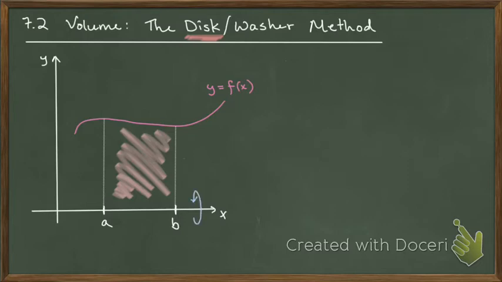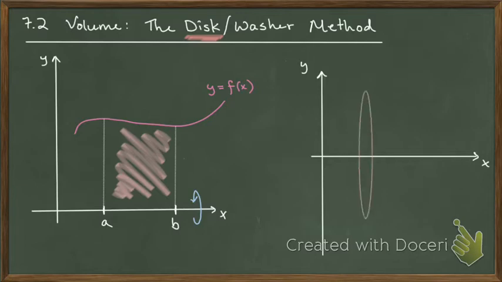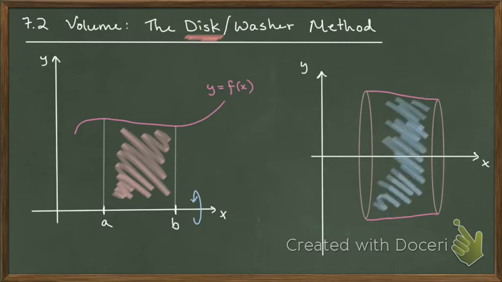Now what I want to do is take this region, shaded in pink there, and rotate it about the x-axis. And what we get from that is going to be a three-dimensional solid. So I take that chunk of area and spin it around the x-axis, and I get some solid that looks about like this. And that solid is going to have a volume. I'm going to want to find that volume.